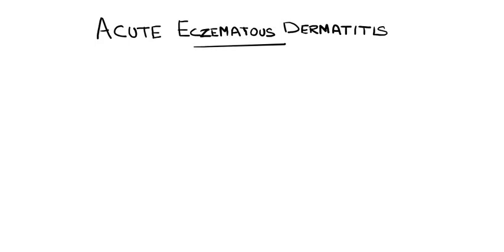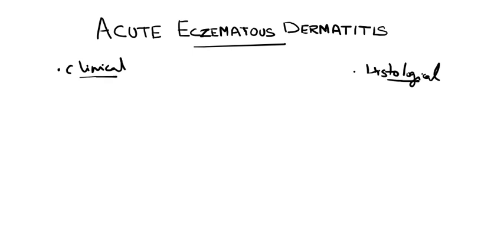Acute eczematous dermatitis is not a single disease entity, but a term that we use to denote conditions which have a very similar clinical as well as histological picture. So many conditions that have these similar histological and clinical pictures are clubbed together.